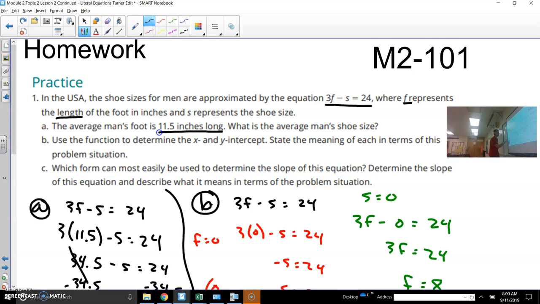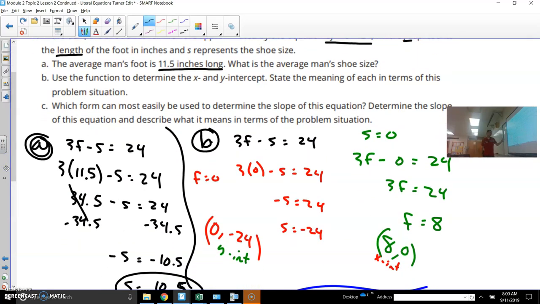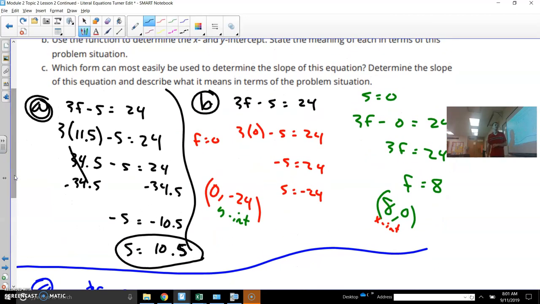So what you see in A down here is me replacing F with 11.5. And as I work that out, 3 times 11.5 is 34.5. Let's subtract that to the other side, and eventually, once we divide by -1, we get that size to be 10.5. Now the second question, part B, wants us to use that same function but determine the x and y intercepts. So x and y intercepts are when the opposite letter is 0. So if you want to find what the shoe size is for a 0 length foot, we're going to plug in 0 for F, and we end up getting -24.